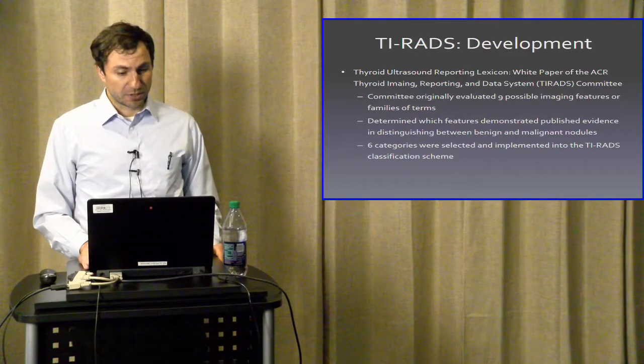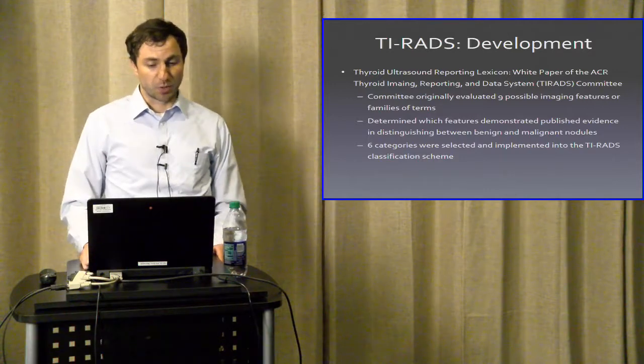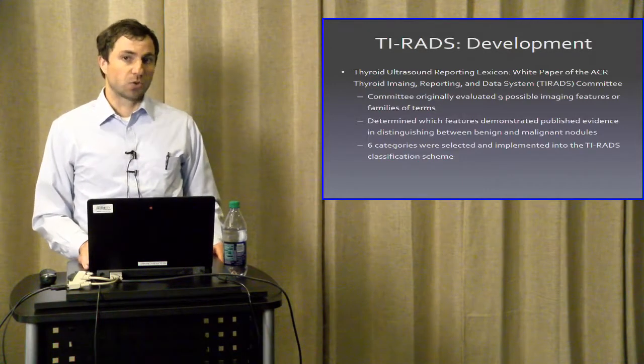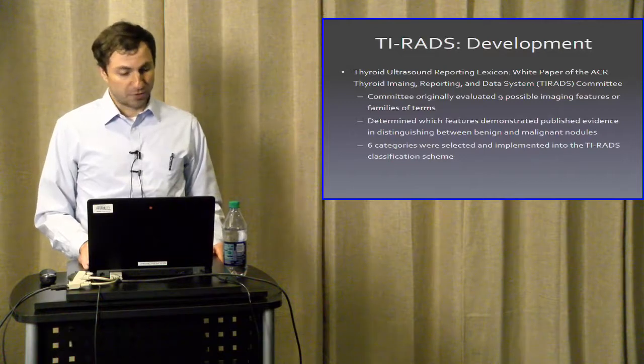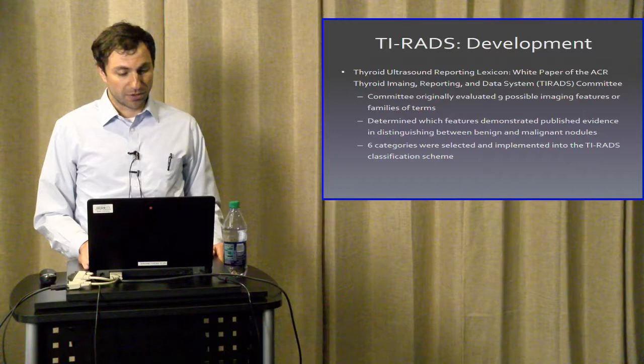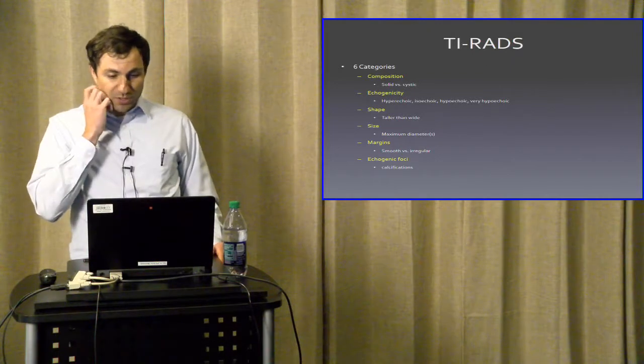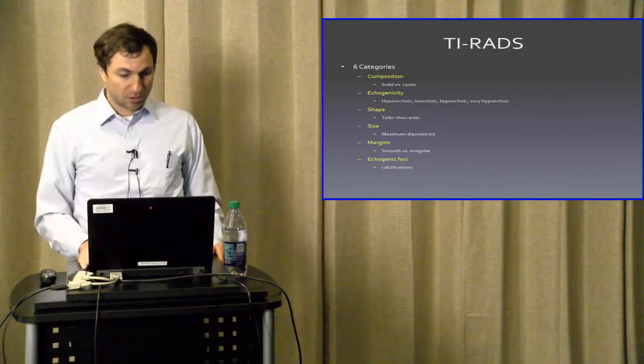Originally the committee evaluated nine possible imaging features. They went back through the literature to determine which of those nine had the highest correlation with thyroid malignancy, and eventually settled on six different imaging characteristics, or six ways to characterize nodules, and implemented those into the TI-RADS classification scheme. So these are the six categories that they came up with.